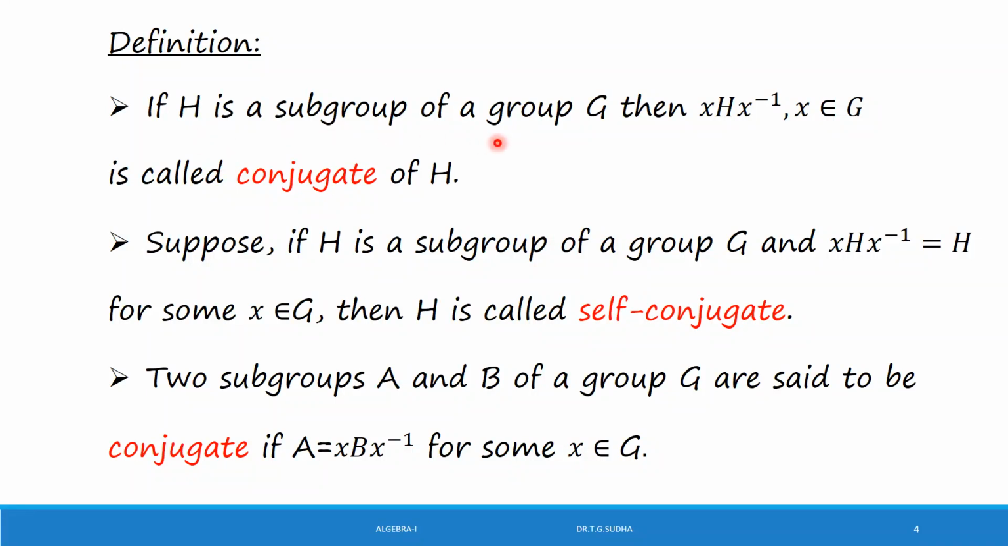If H is a subgroup of a group G, then XHX inverse, where X belongs to G, is called a conjugate of H. Suppose H is a subgroup of G and XHX inverse is equal to H for some X belonging to G, then H is called a self-conjugate. If two subgroups A and B of a group G satisfy A equals XBX inverse for some X belonging to G, then they are said to be conjugate to each other.